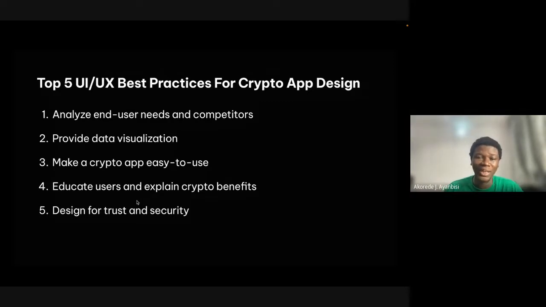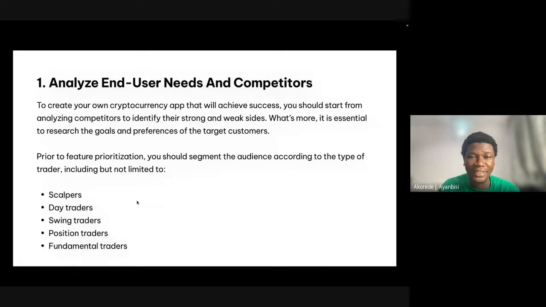The first one is to analyze end user needs and competitors. The second one is to provide data visualization. The third one is to make a crypto app easy to use. That's very, very key. The fourth one is to educate users and explain crypto benefits. And the last one is to design for trust and security. So I'm going to take this one at a time, starting with the first one, which is to analyze end user needs and competitors.